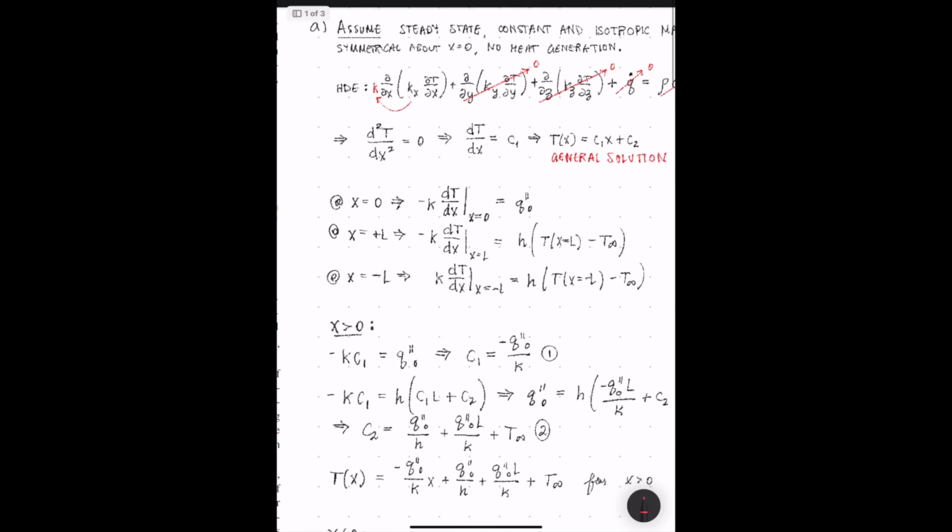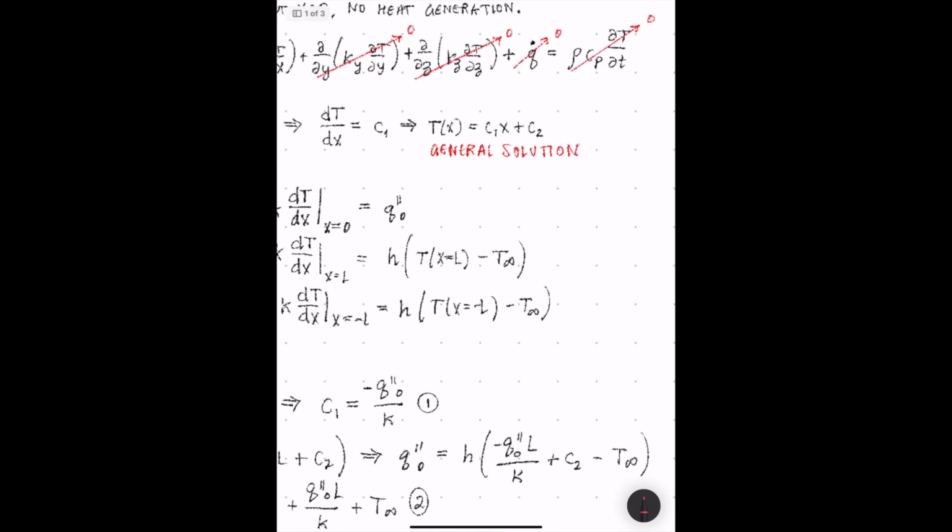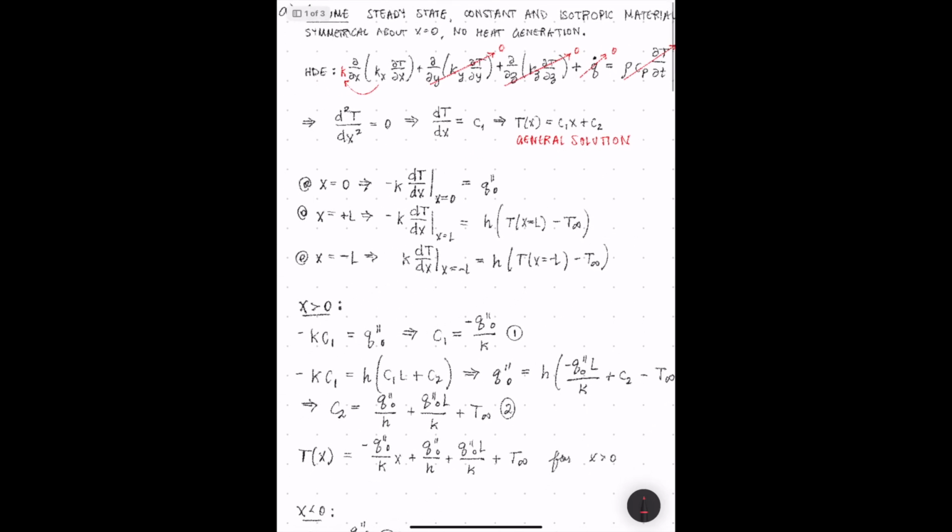We can start off with the heat diffusion equation, where you can get rid of the y, z, and time terms, and also since there's no heat generation, that also goes to 0. And since we have constant material properties, we can pull that k out to the outside, and since the right side is 0 anyway, it cancels out. We're just left with d squared T over dx squared equals 0, and we can integrate that twice to find what the temperature distribution will look like. That gives us T of x equals c1 x plus c2, and that's our general solution.